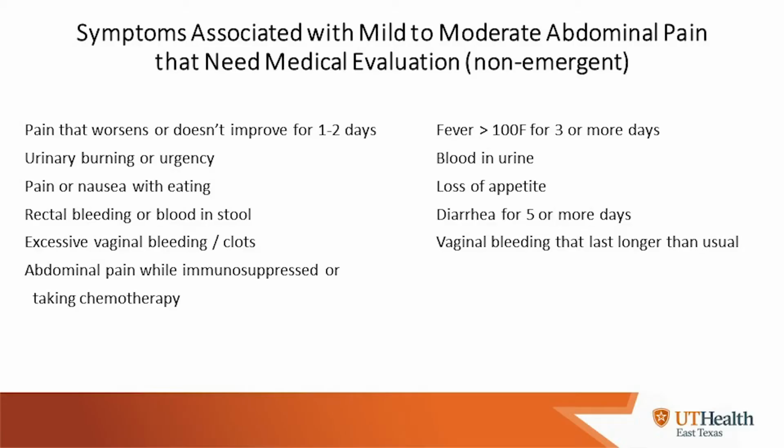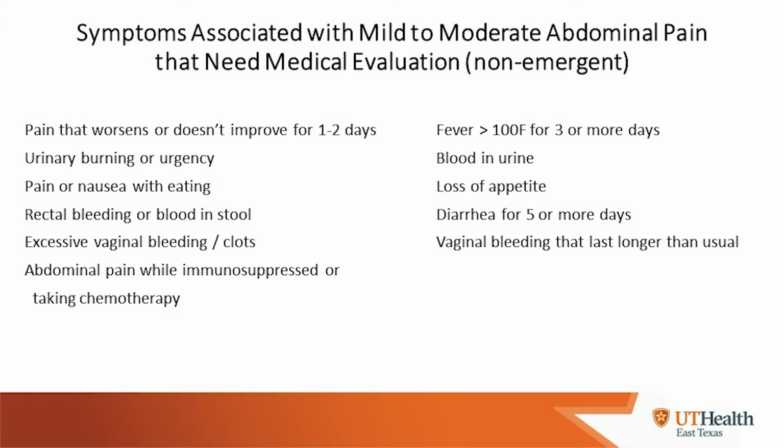Now, symptoms that are associated with mild to moderate abdominal pain that may not be emergent but may need a medical evaluation would be a mild to moderate abdominal pain that doesn't improve over 1 to 2 days or gets slightly worse. If you have mild to moderate abdominal pain and urinary burning, pain when you eat, and have nausea associated with the eating, rectal bleeding in the stool when you have a mild abdominal pain.